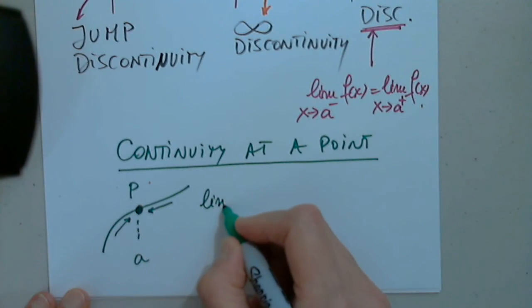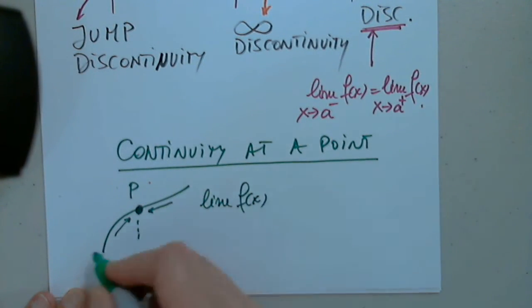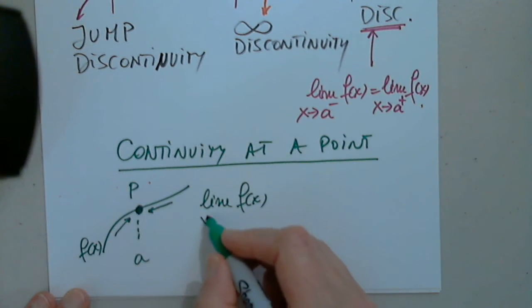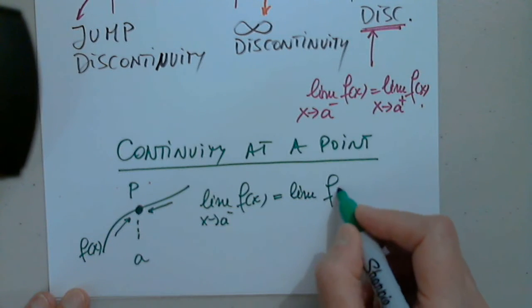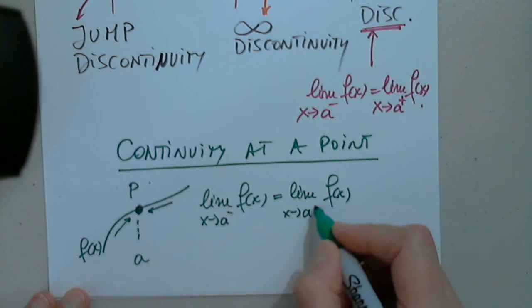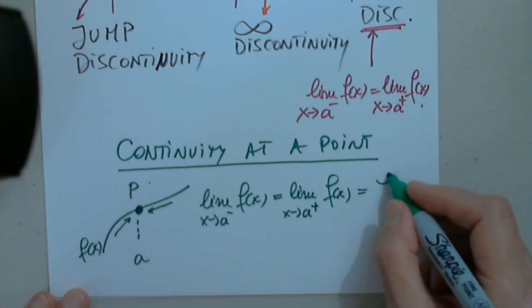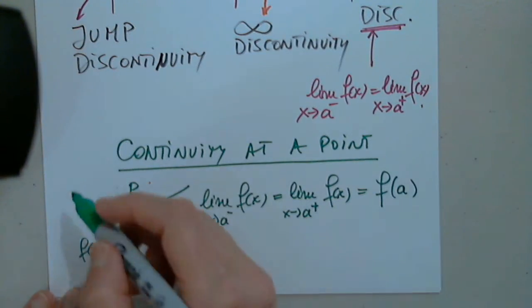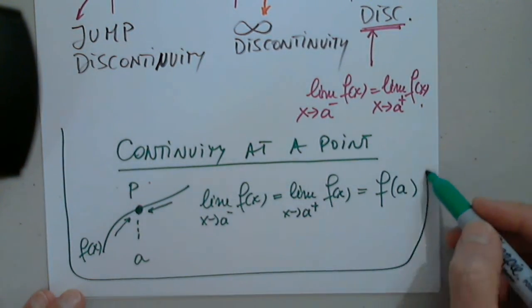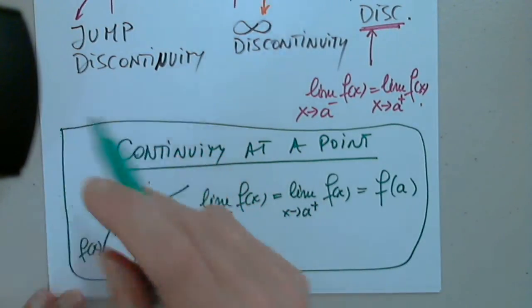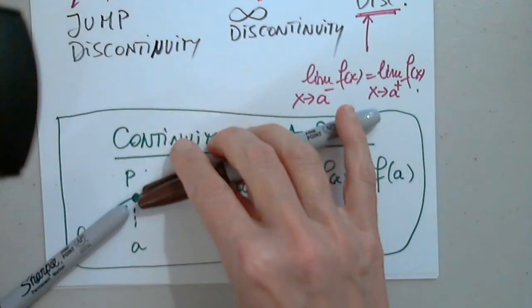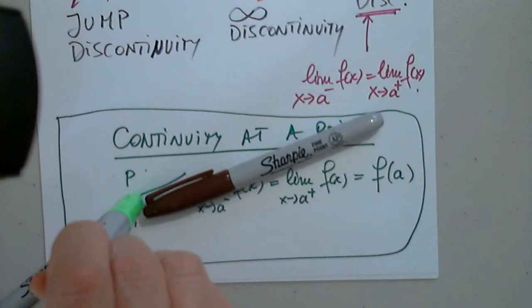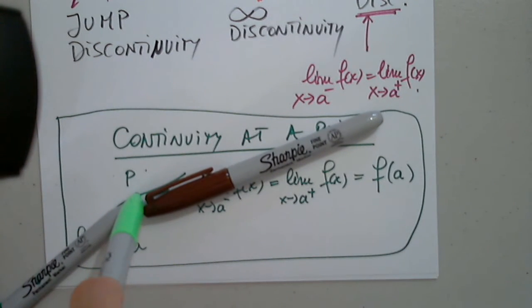So the limit of f of x, so this is our function f of x, as x approaches a from the left, must equal the limit of f of x as x approaches a from the right, and must equal f of a. Definition of continuity at a point. The limit from the left, the limit from the right, as well as the function value, they have to all exist and equal the same number.